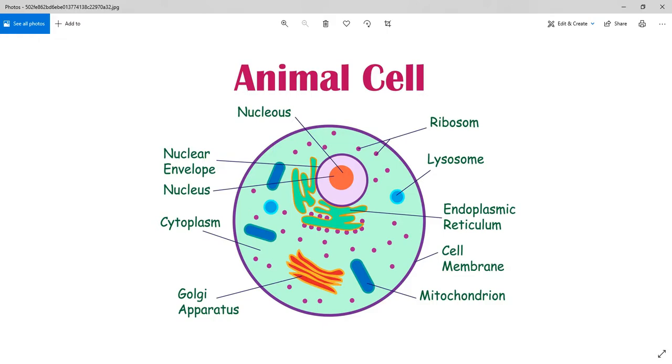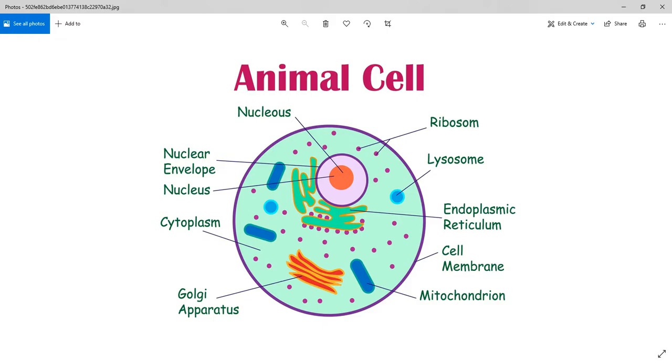Now in meiosis we're not only going to have one division, we're going to have two divisions. In mitosis we're going to have one division. In meiosis the cells that are going to be formed are four cells. In mitosis you're just going to have one cell that divides into two cells.